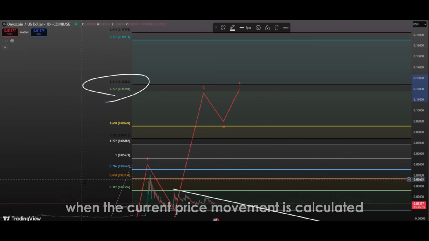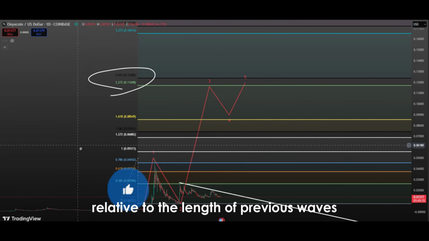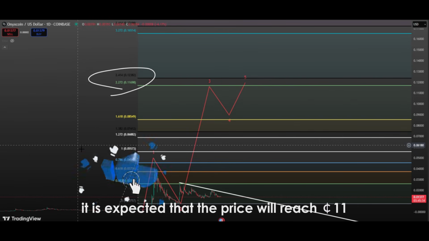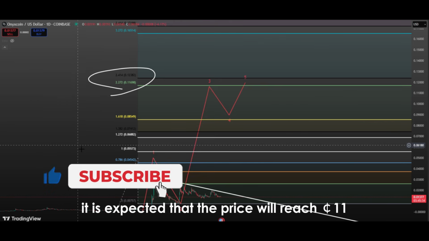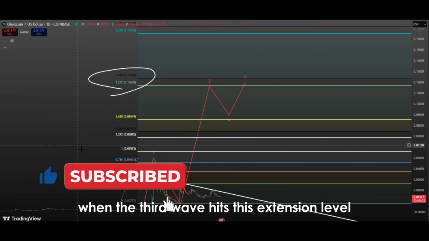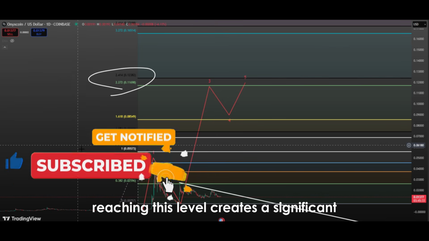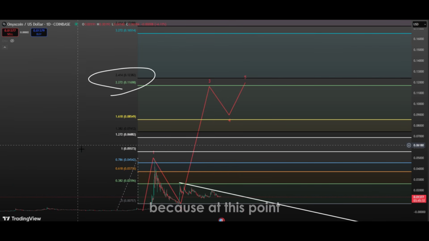In this case, when the current price movement is calculated relative to the length of previous waves, it is expected that the price will reach 11 cents when the third wave hits this extension level. Reaching this level creates a significant shift in investor psychology, because at this point, many technical analysts and traders confirm the strength of the uptrend.